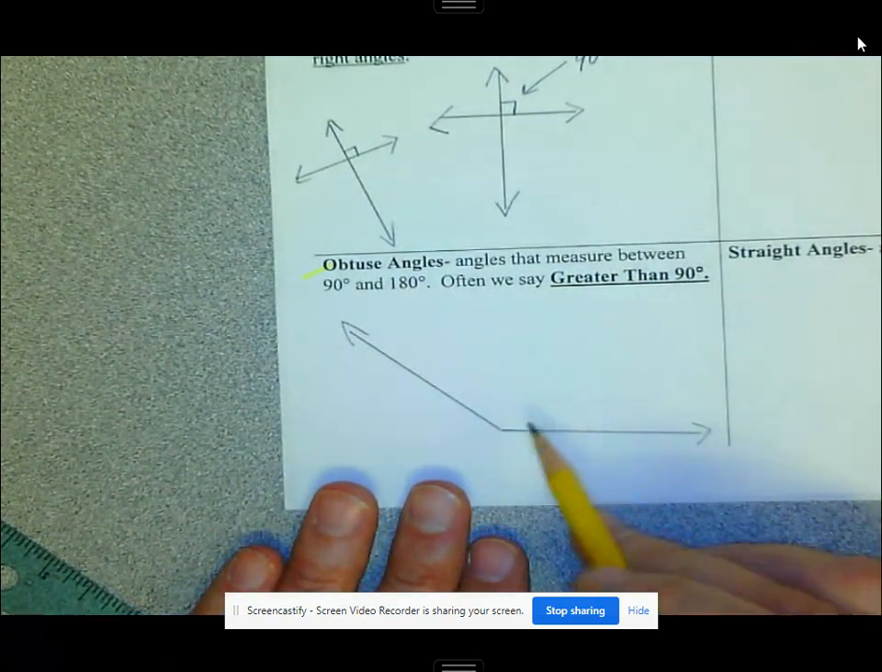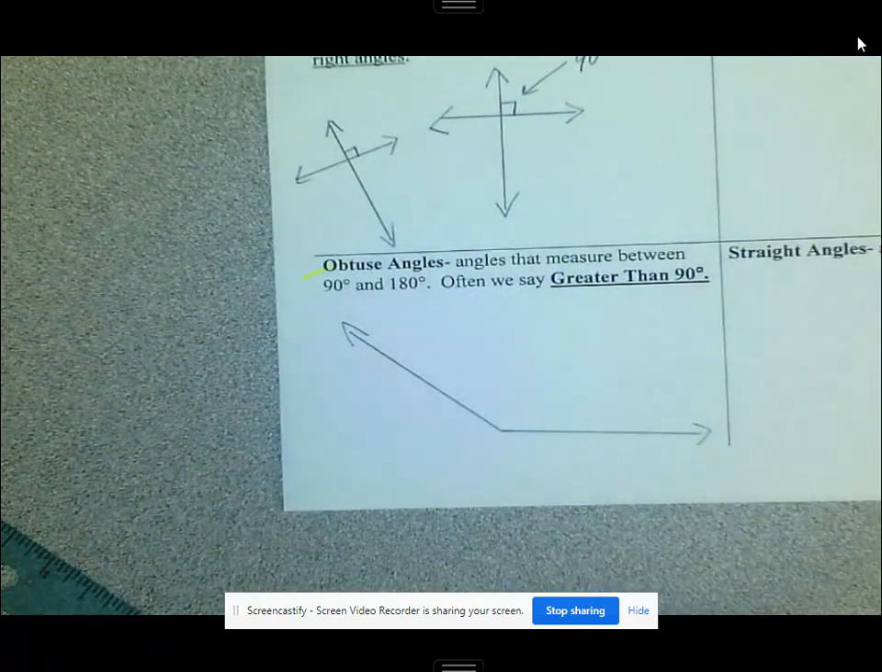But this is an obtuse angle, and this again is also going to show up when we start talking about triangles. Thank you.